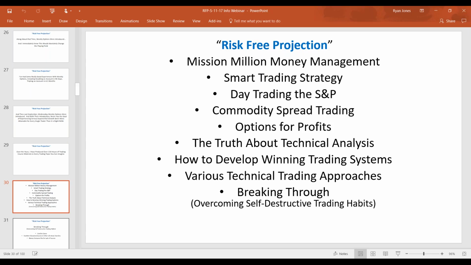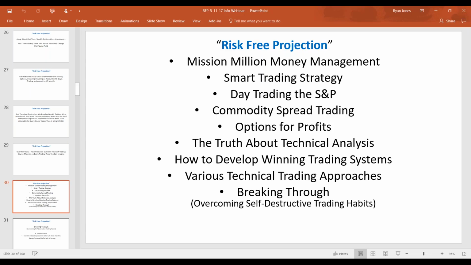by 613% in just 72 days. It was through day trading the S&P and a strategy that I had developed doing that. And then I've done commodity spread trading at various times, in various ways, and had several courses on that over the years. I have a 12-hour course on options for profit, and it's more of a general options course on how to take advantage of time decay and limit your risk.